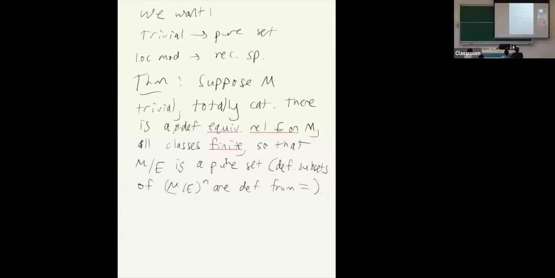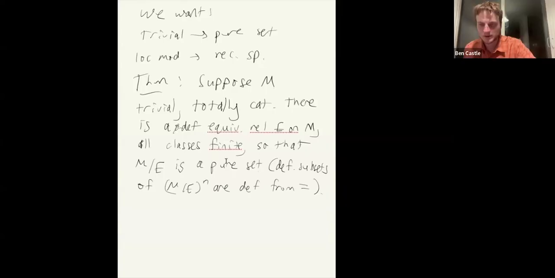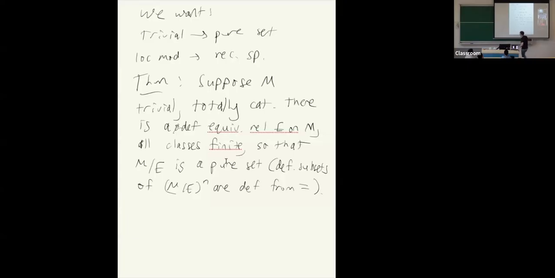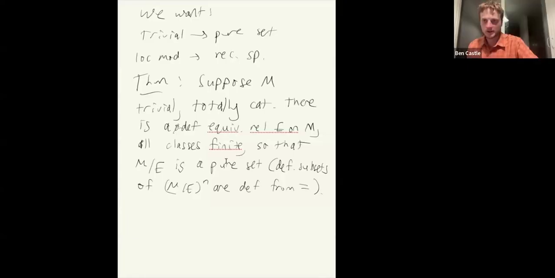So in M mod E, you might have parameters named, right? It doesn't really matter for what you're saying. Oh, sorry. In M mod E, you might know about certain parameters, right? Yes, correct.